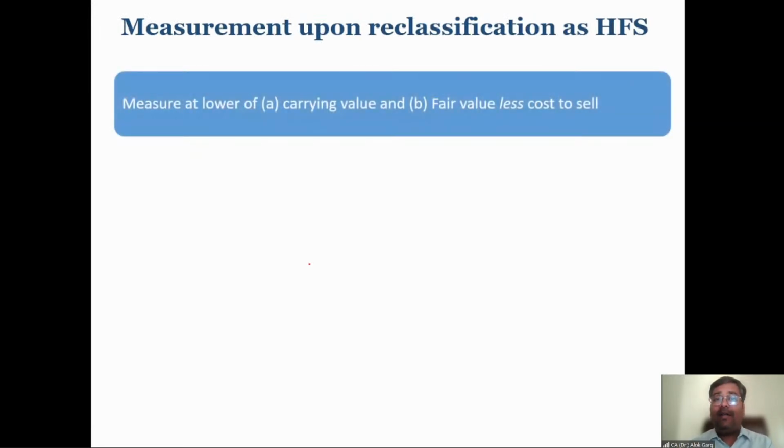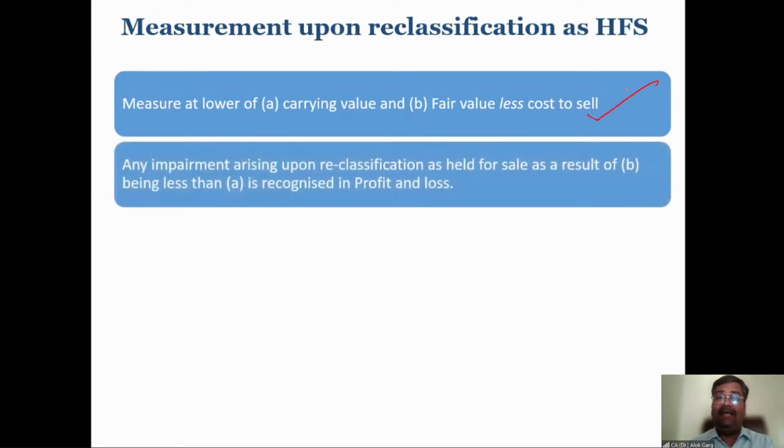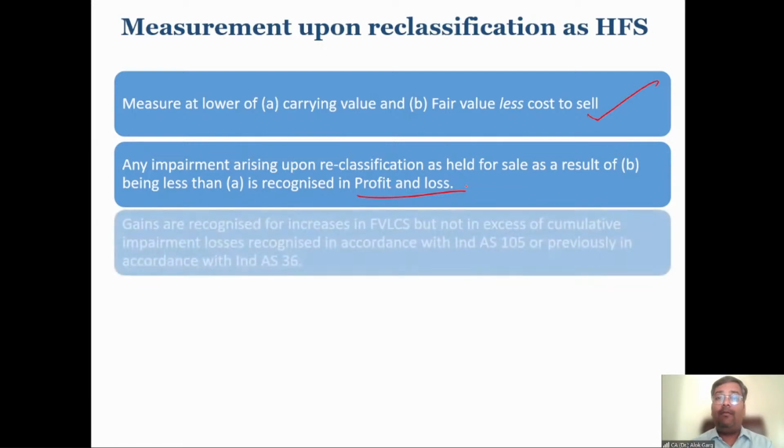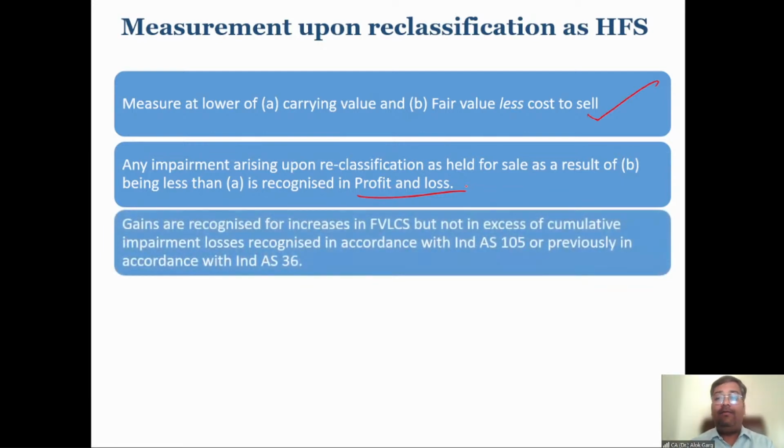So now we need to measure the NCHFS at the lower of carrying value and fair value less cost to sell. We have already discussed this. Any impairment loss arising upon reclassification as held for sale is recognized in P&L, right? So if there is a difference between the fair value less cost to sell and carrying value, it will go to your P&L. Gains are recognized if your fair value less cost to sell has increased, but not in excess of cumulative.